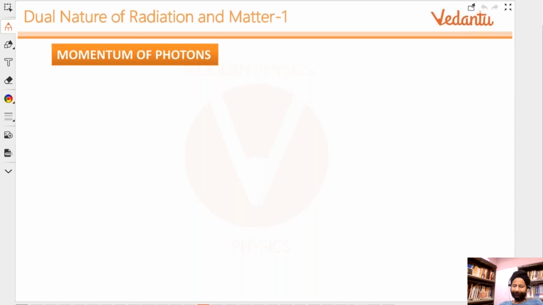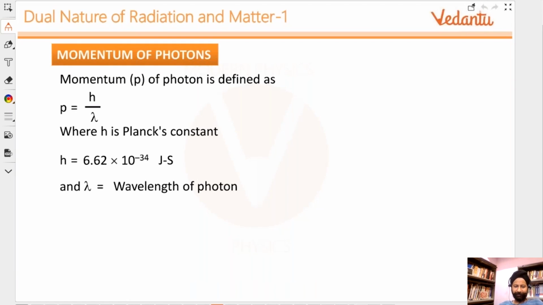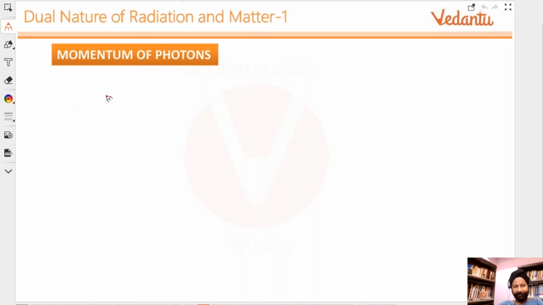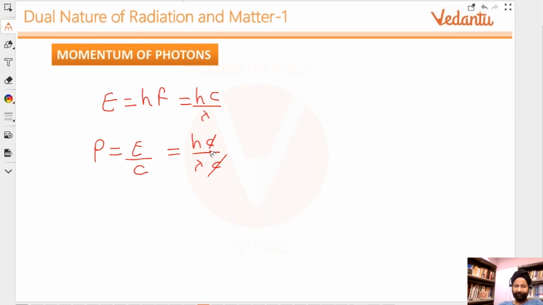Momentum of photons. So we'll summarize here. E is equal to hf. Please note this down. It's a summary of everything. E equals hc by lambda. Now momentum is energy divided by the speed. The energy was hc by lambda, and we are dividing by c. So this becomes h by lambda. So momentum is h by lambda, and energy is h times frequency.